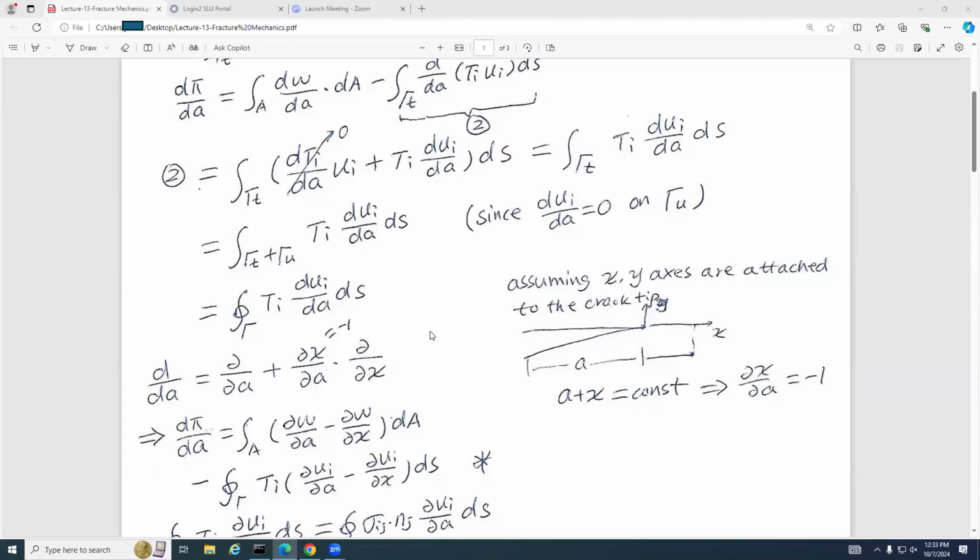So this one, let dA something, and it equals this guy, take the derivative of A, plus this guy, take the partial differential of the equation dx, then multiply by dx dA. So this is a partial differential equation. You can see here, because A plus x equals constant, dx and dA equals -1.